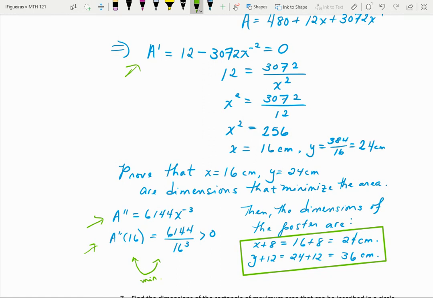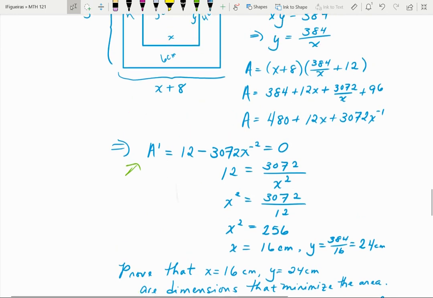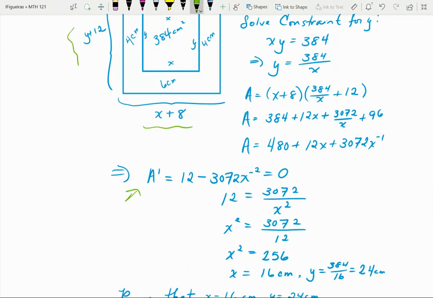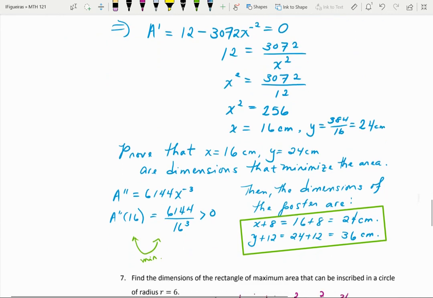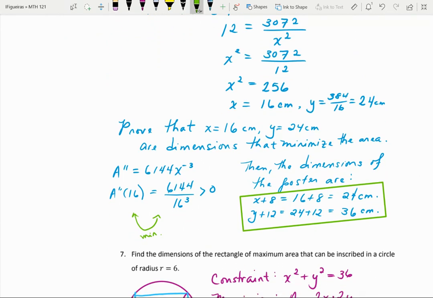Okay, but that doesn't quite answer the question. Your answers are not 16 and 24. Remember that the dimensions of the poster were x plus 8 and y plus 12. So we have to add 8 to x and add 12 to y. So your answers are here. x plus 8 is 16 plus 8, which is 24. y plus 12 is 24 plus 12, which is 36. So the dimensions that will give you the smallest area possible are 24 centimeters and 36 centimeters.